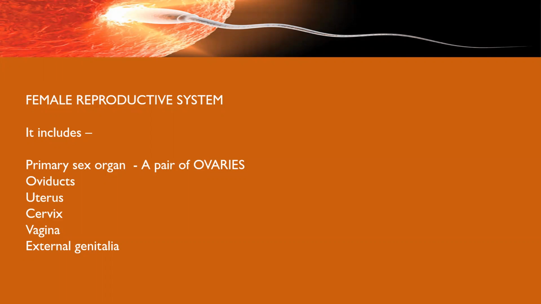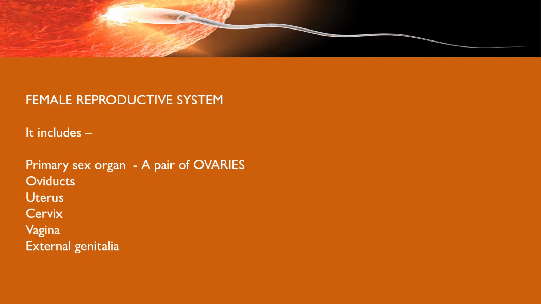The female reproductive system includes a pair of ovaries. These ovaries are the primary sex organs. I have already informed you that a primary sex organ is that organ that directly produces gamete. The organ that is involved in the gamete formation is known as the primary sex organ.